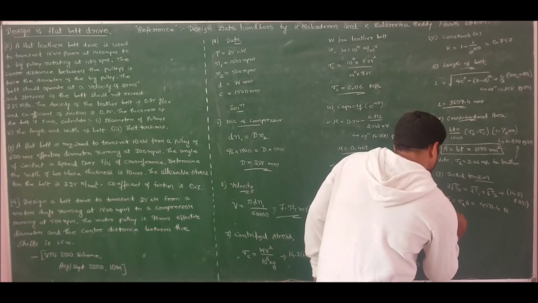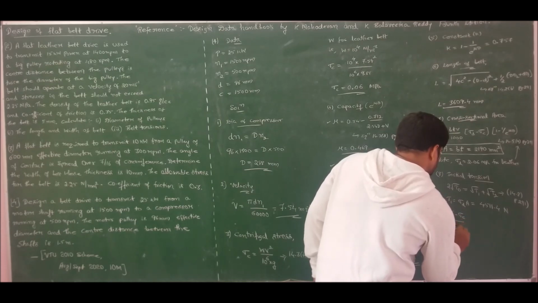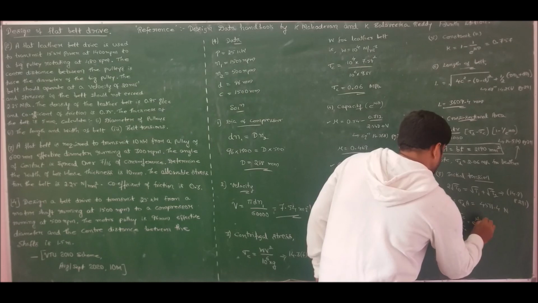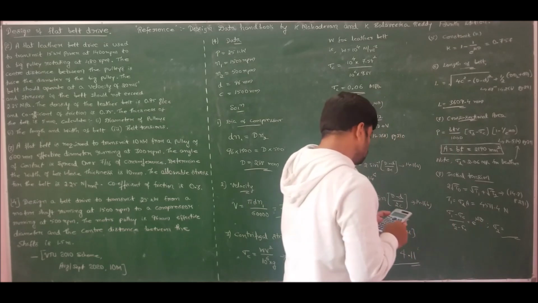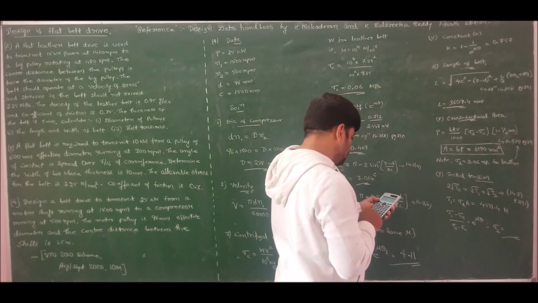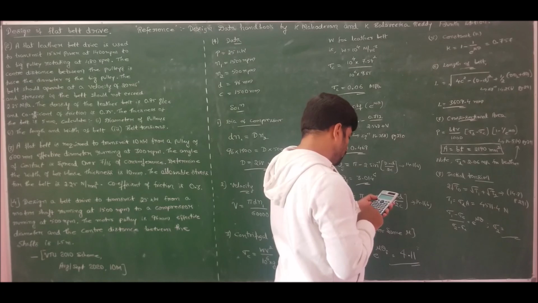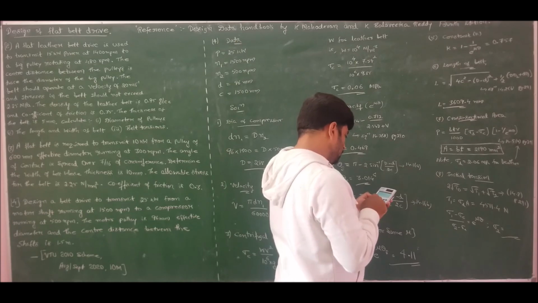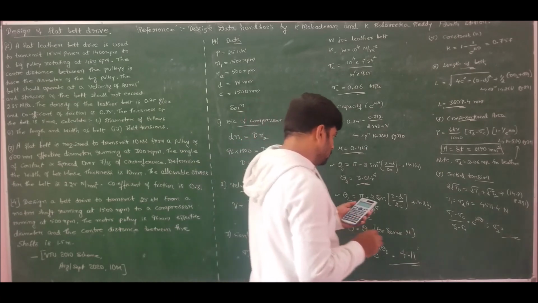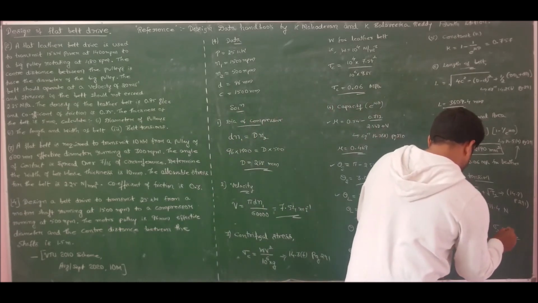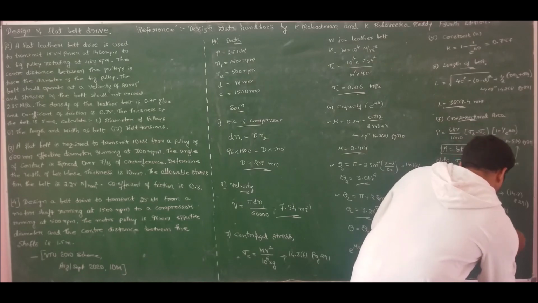Now make use of the ratio of belt tensions equation to find sigma 2, then find T2. That is, (sigma 1 minus sigma c) by (sigma 2 minus sigma c) is equal to e to the power of mu theta. So find the value of sigma 2: sigma 1 is 2.06 minus sigma c 0.06, divided by (sigma 2 minus 0.06), which is equal to e to the power of mu theta, 4.11. If I solve, I will get sigma 2 as 0.55 megapascals.